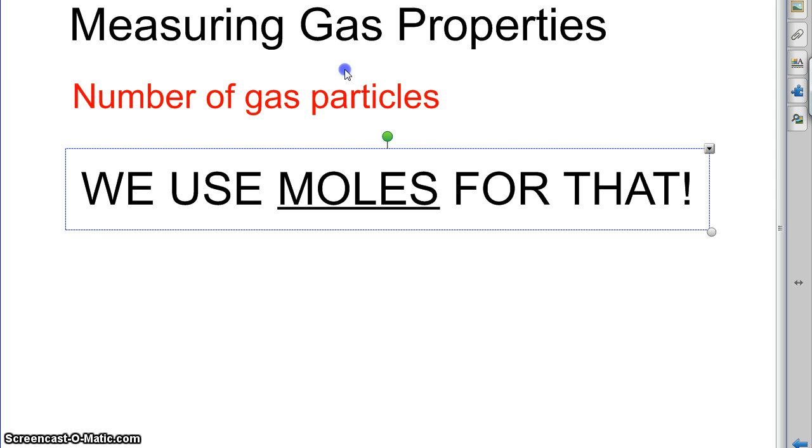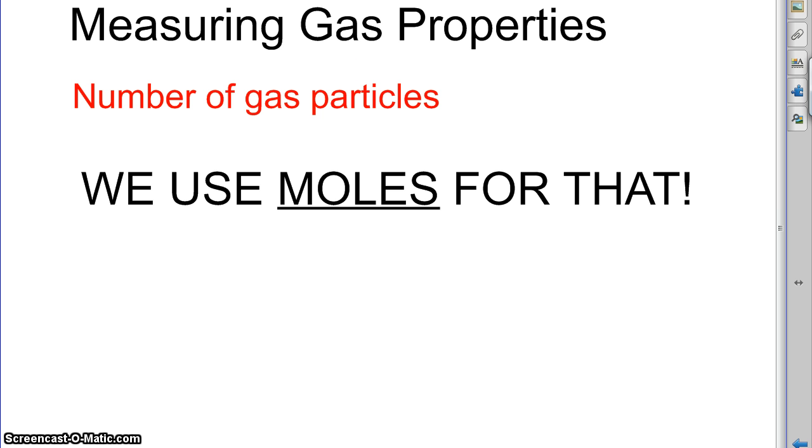Measuring the number of gas particles. That's easy. We use moles for that. We always use moles for that. So measuring the amount of gas is going to be moles.